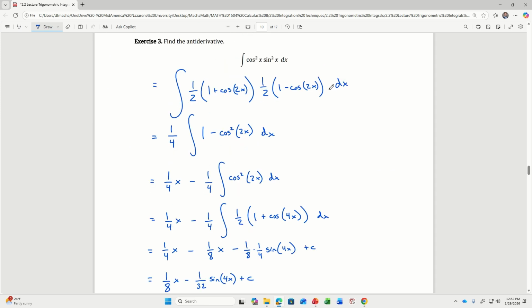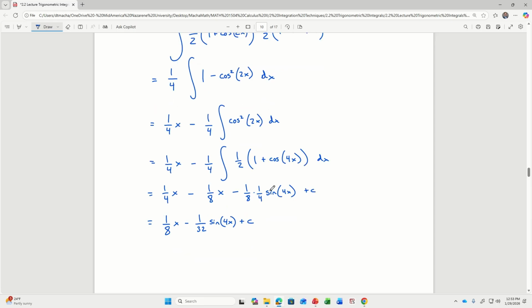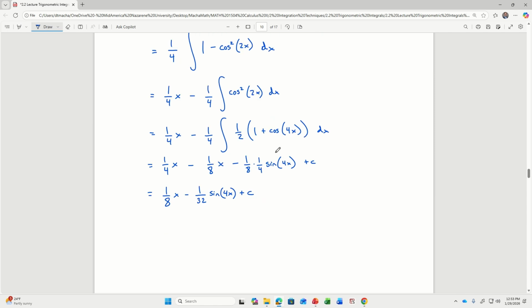So sometimes you have to repeatedly apply the power reduction identity, but I eventually got there. Questions? Easy so far? Repeat it until there's no cosine squared, because we don't necessarily know how to take the antiderivative of cosine squared. But if we get rid of the squares, it's easier to take the antiderivative of just cosine.